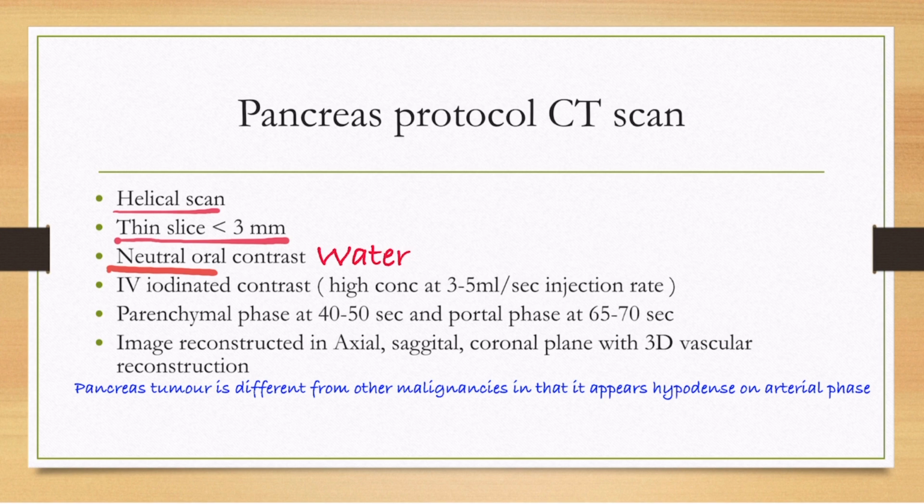Portal venous phase leads to enhancement of liver. Most liver mets are supplied by hepatic arteries, and so in portal phase, when whole liver glows, mets would appear hypodense.